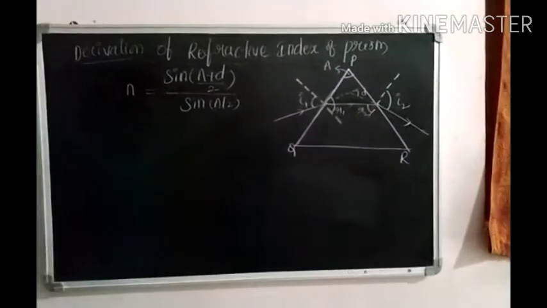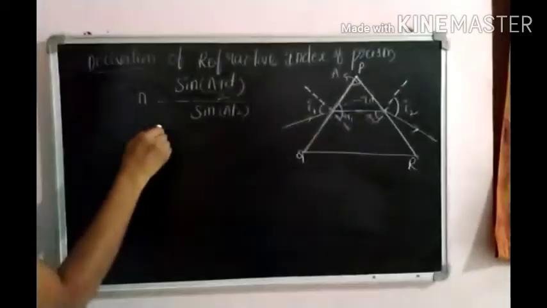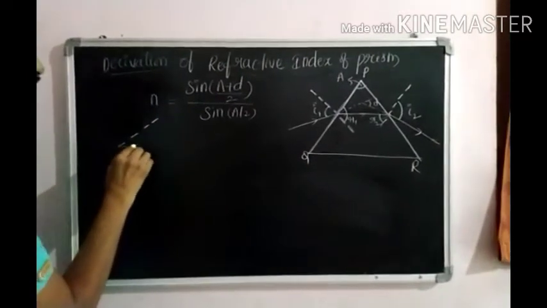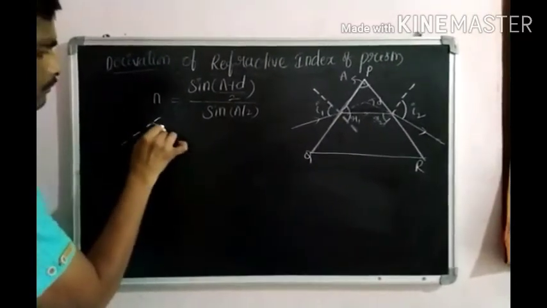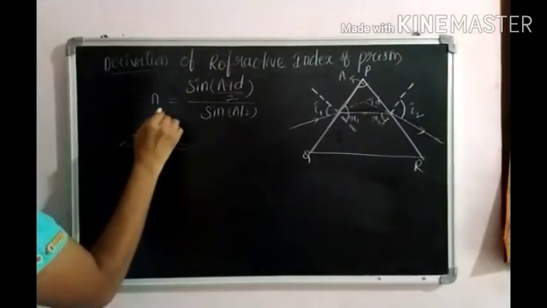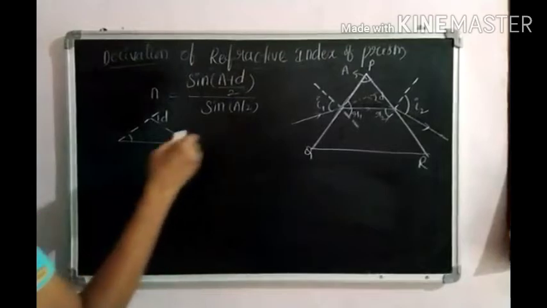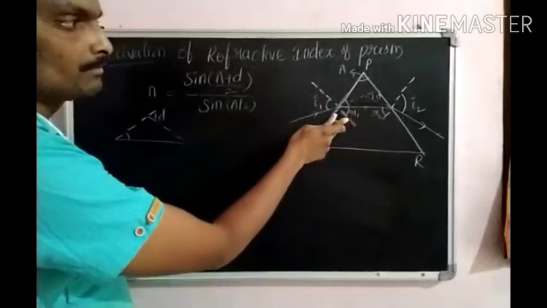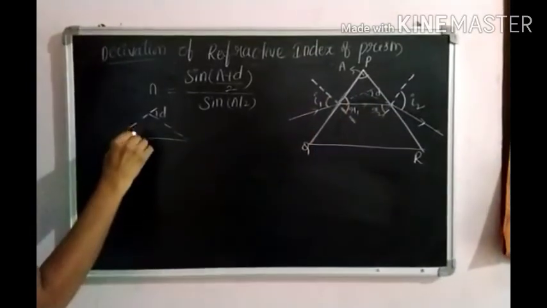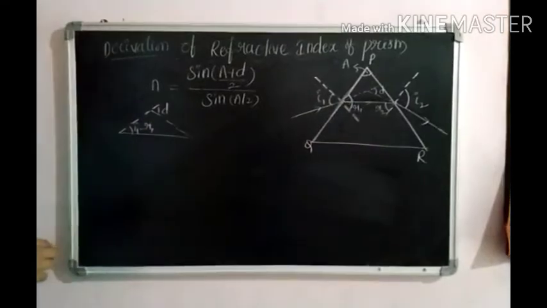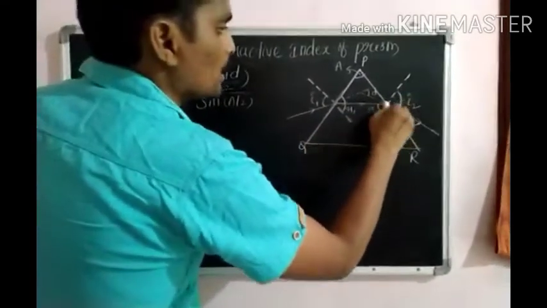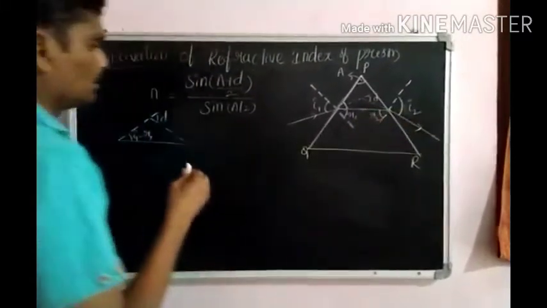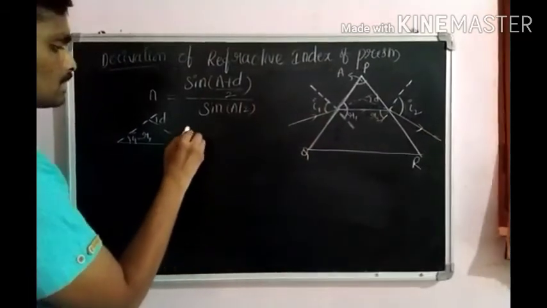First I am taking this triangle, this dotted triangle. This is the angle of deviation, and here these two are vertically opposite angles. This angle I1 means this total angle is I1, so this angle becomes I1 minus R1. Here also these two angles are vertically opposite angles, so these two are equal. That's why this angle becomes I2 minus R2.